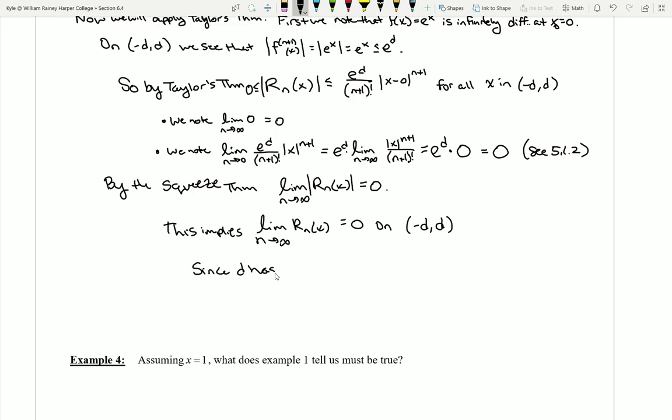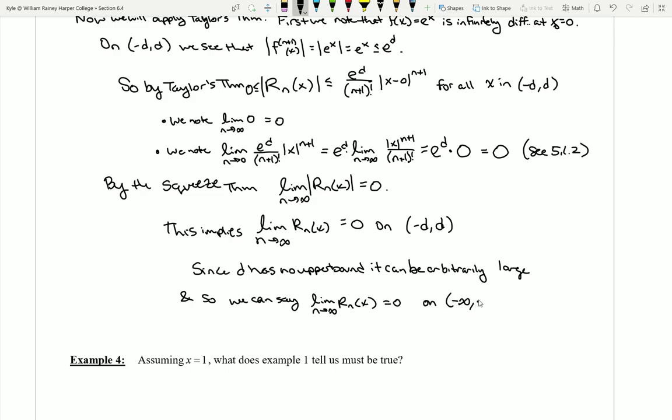since d has no upper bound, it can be arbitrarily large. And so we can say that the limit as n approaches infinity of r sub n of x will be equal to 0 on negative infinity to infinity. That is, it works for all x.